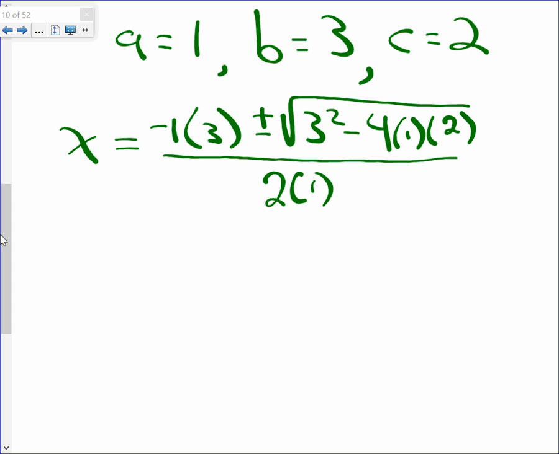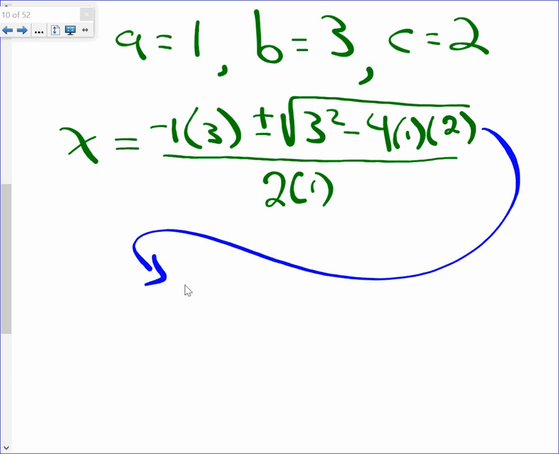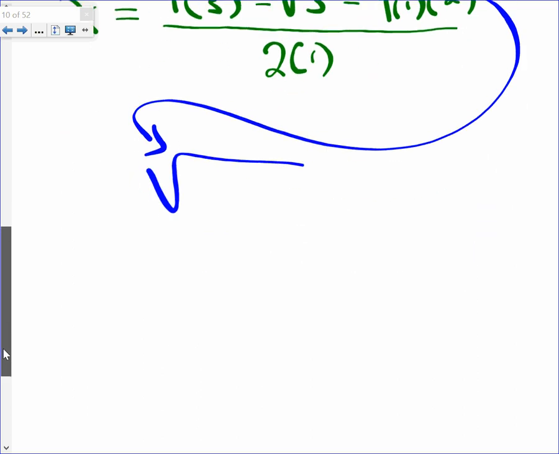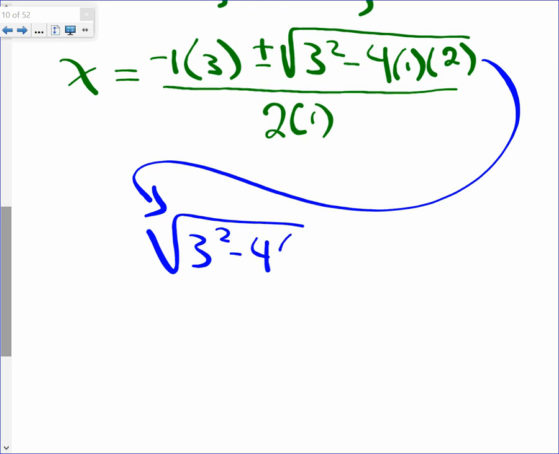So what we're going to do is first simplify this nasty square root monster and then put it back in. Job number one is to simplify this nasty expression. I'm just going to put an arrow, in blue, and focus in on just the square root part: the square root of 3 squared minus 4 times 1 times 2. I'm going to simplify all that first. That's where most mistakes occur. I'll come back and plug it back in when I reduce it.